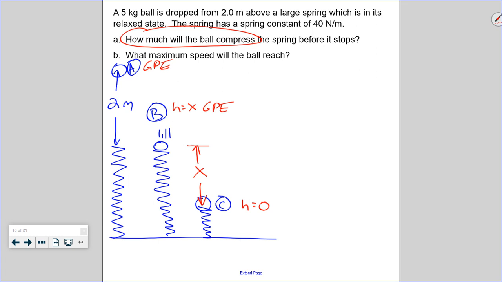So that means up here at point A, my height is 2 plus x, and that's my GPE. My GPE down here at point C is going to be 0. Let's do GPE in red. Up at the top, there's no KE and no EPE. Down here at point B, we're going to have some KE, and we haven't squished the spring any, so there's no EPE at point B. But over here at point C, we do have some EPE.